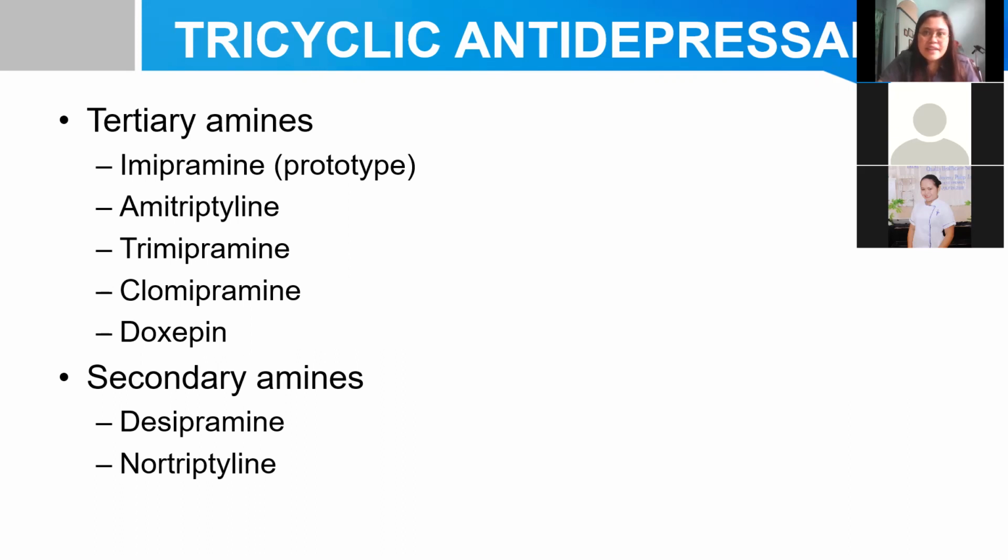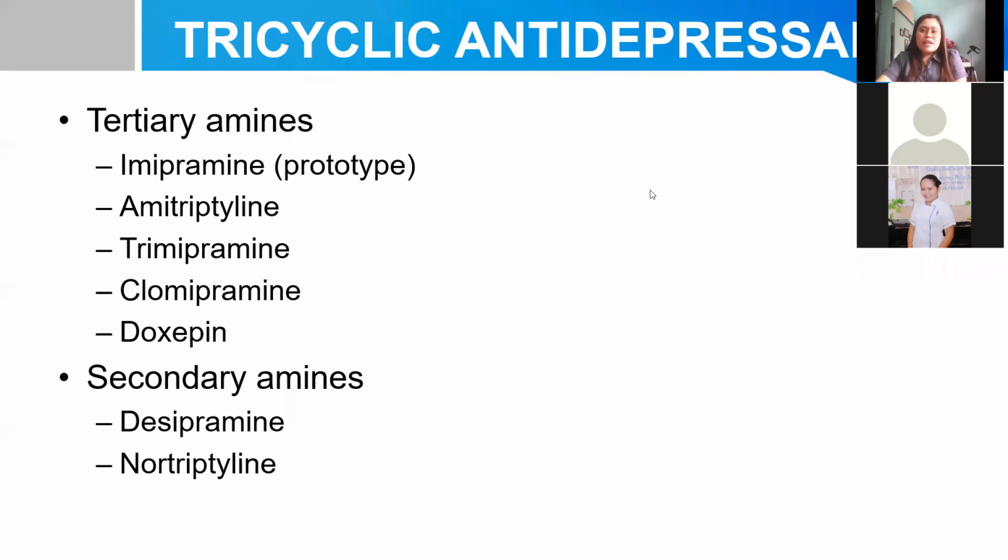So, the tricyclic antidepressants have two subgroups, the tertiary amines and the secondary amines. In the tertiary amines, the first drug is imipramine. I believe you encountered it in the anticholinergic discussion, since imipramine can also be used for enuresis, that's bedwetting in children. And then we have amitriptyline, trimipramine, clomipramine, which is also a drug used for OCD, and then doxepin. For the secondary amines, we have desipramine and nortriptyline. So be familiar with them.